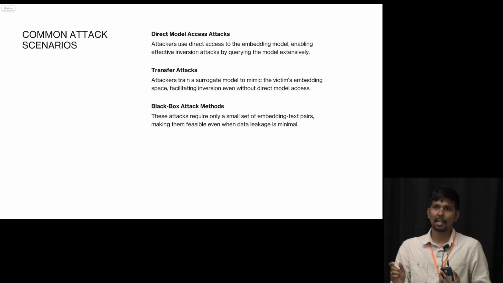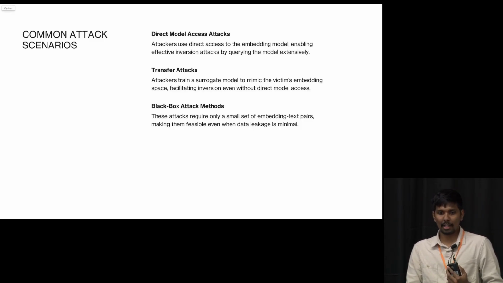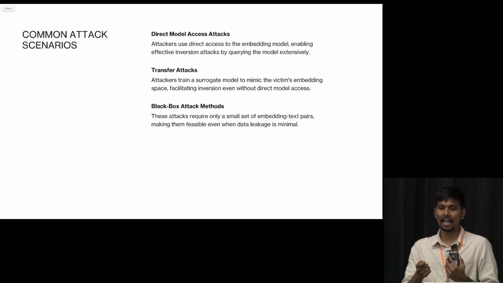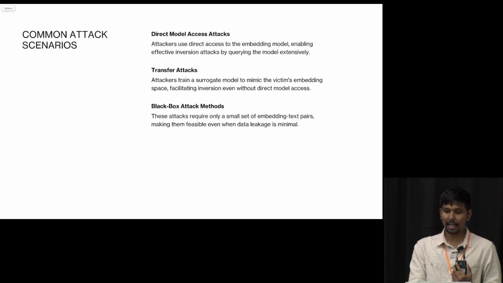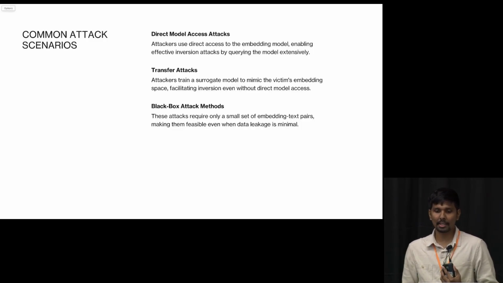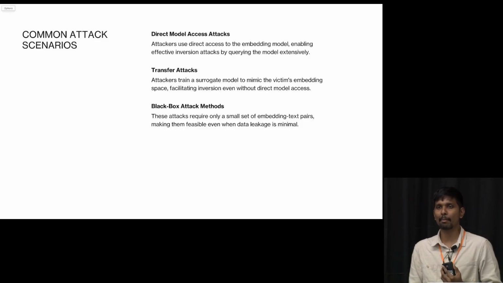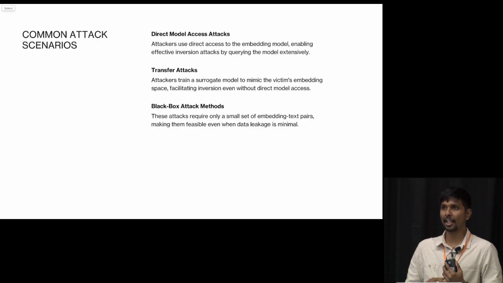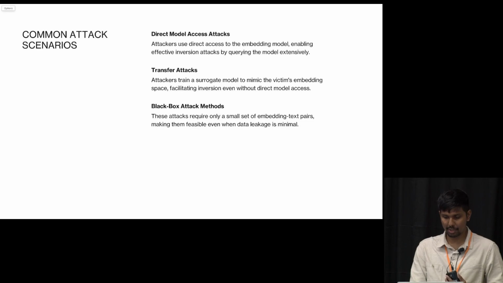So what they can do is train a surrogate model, which is the second point, transfer attacks. They can train a surrogate model by repeatedly triggering the model to identify its pattern and mimic the embedding space, facilitating inversion even with direct access. Another technique is black box methods, which require a small set of embedding-text pairs. If they are able to retrieve or exploit with a little bit of data, they can mimic the same functionality of either an open source embedding model or an enterprise embedding model, which can lead to data leakage.